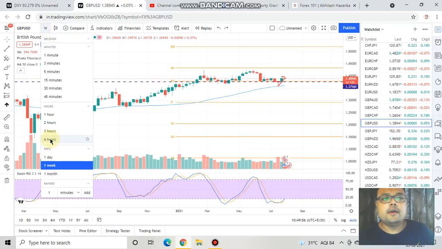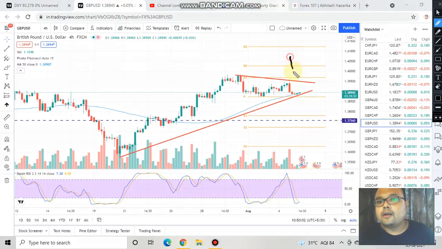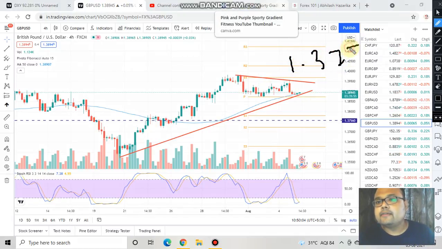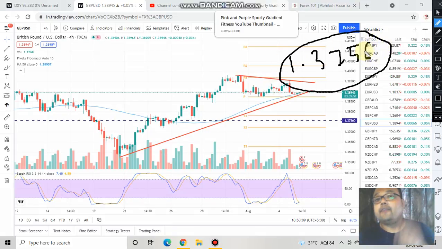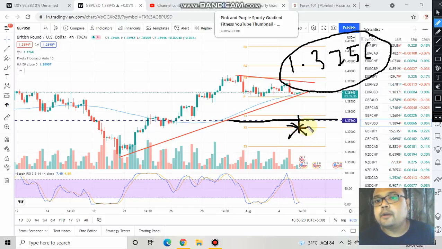Therefore, my dear friend, I will not talk about these two lines, but I'll request you to mark 1.3756. Mark this level in your trading platform, or please draw this line in your trading platform, because this level is extremely important. In case there is a sudden selling pressure in the market, this level will provide the support to the market. Okay, so this level is extremely important for you.